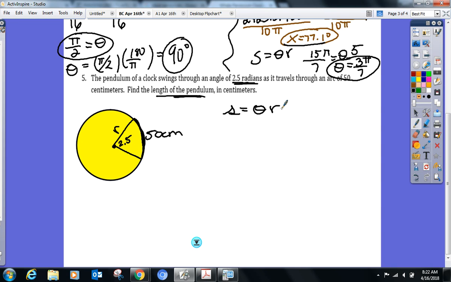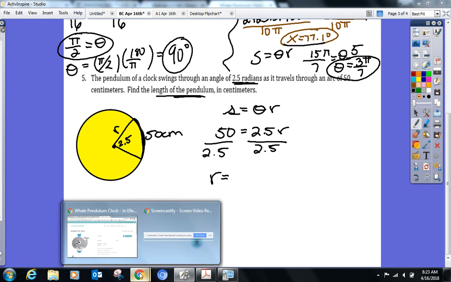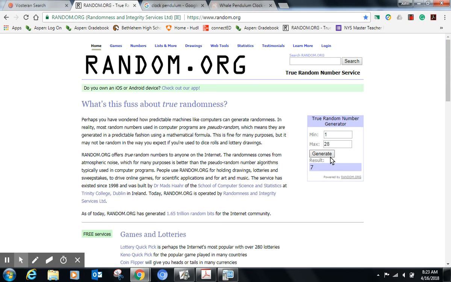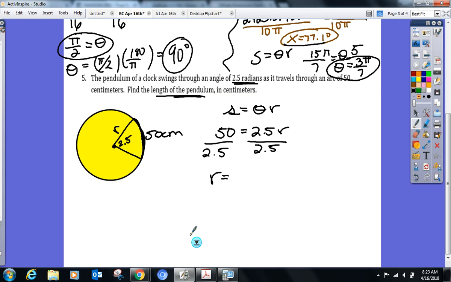What's my arc length? 50 equals, what's my theta now, my angle measure? 2.5 in radians, and I'm looking for the radius. Divide by 2.5, divide by 2.5. What is the length of this pendulum? Seven? 27.